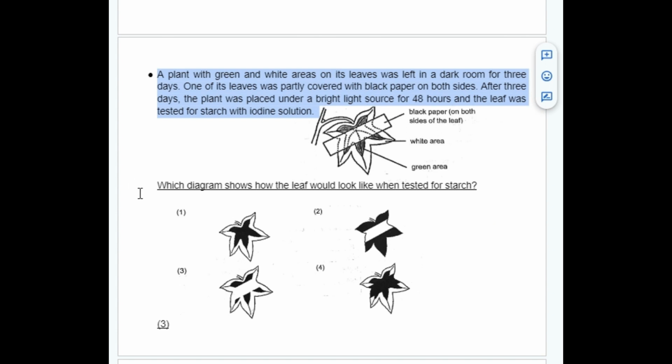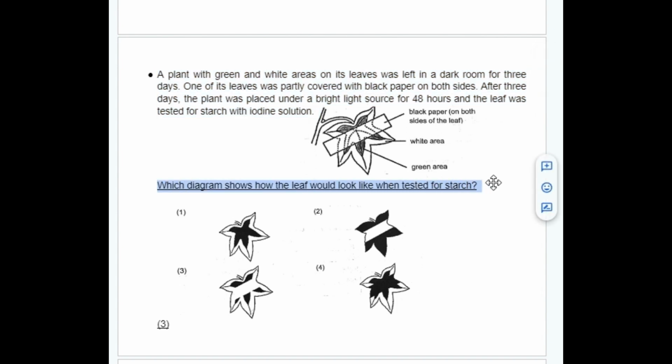A plant with green and white areas on its leaves was left in a dark room for 3 days. One of its leaves was partly covered with black paper on both sides. After 3 days, the plant was placed under a bright light source for 48 hours and the leaf was tested for starch with iodine solution. Which diagram shows how the leaf would look like when tested for starch?